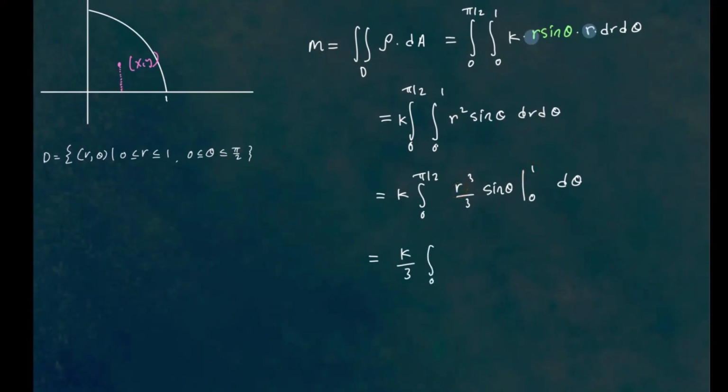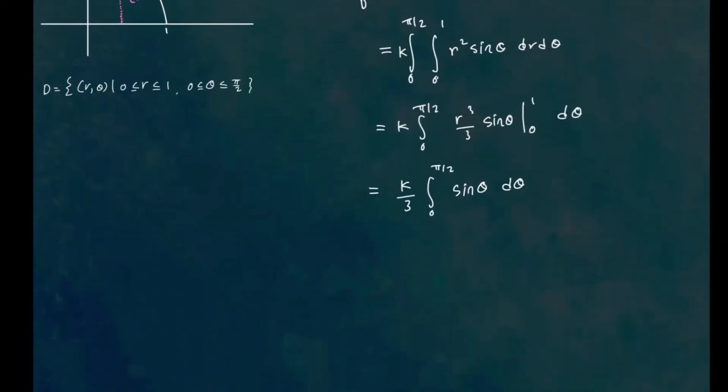So what we're down to is simply the integral from 0 to pi over 2 of sine theta. We integrate that with respect to theta. All right, so what is this going to give us? The integral of sine is negative cosine. So we know this is negative k over 3 cosine theta. Now we evaluate this from 0 to pi over 2.